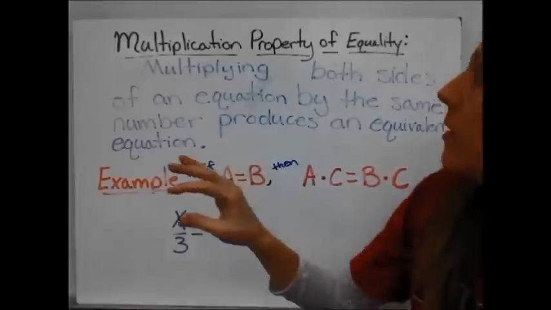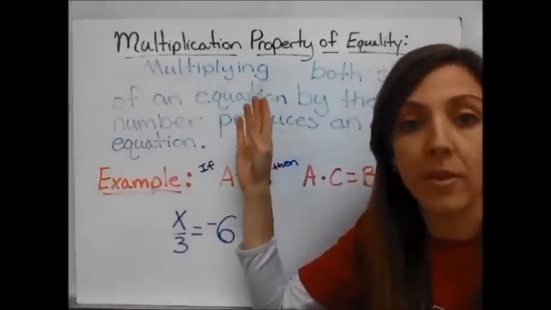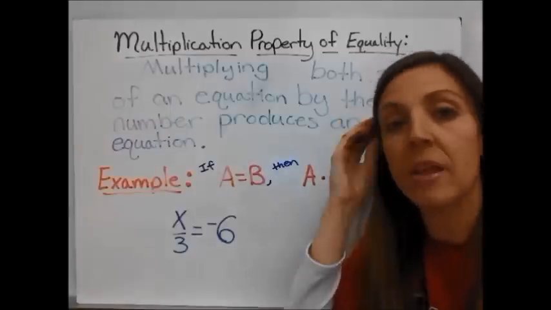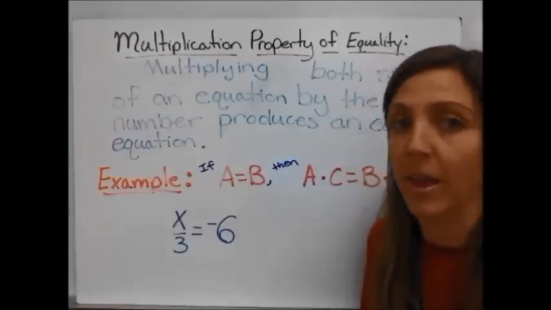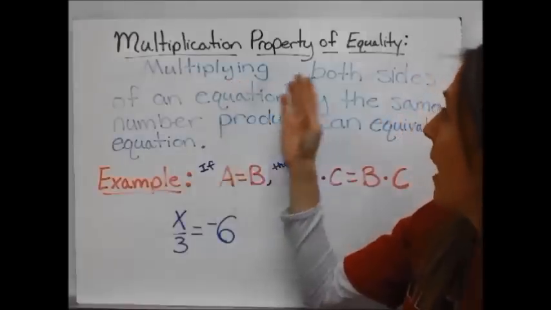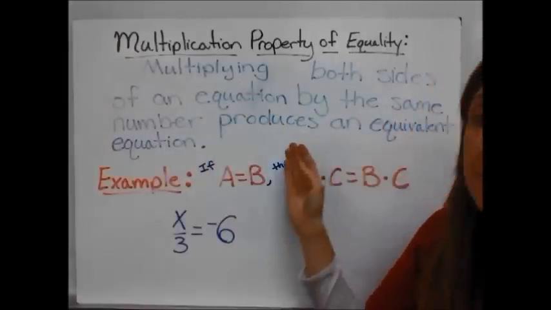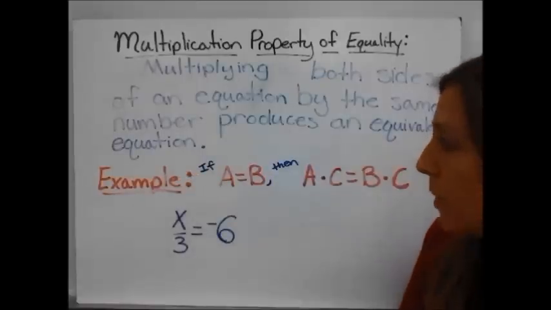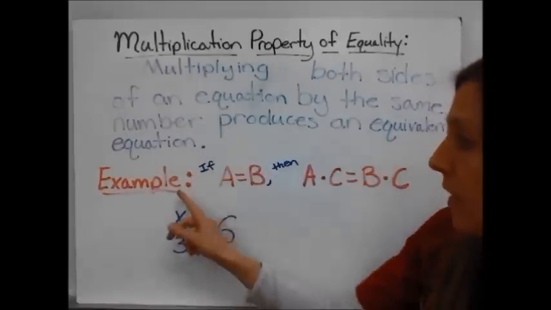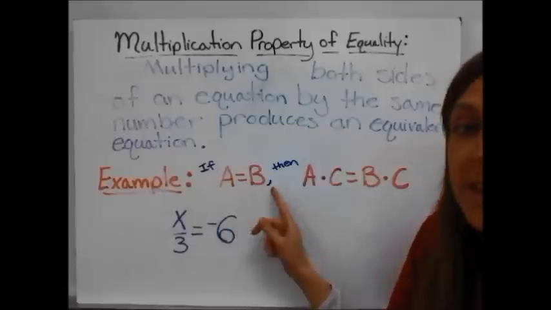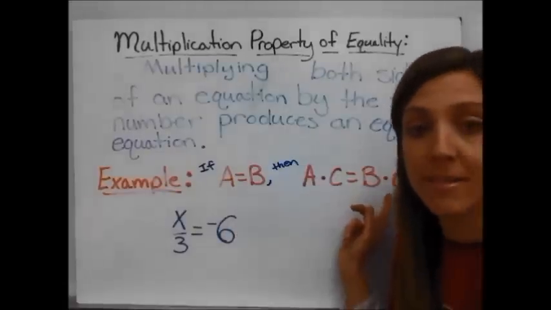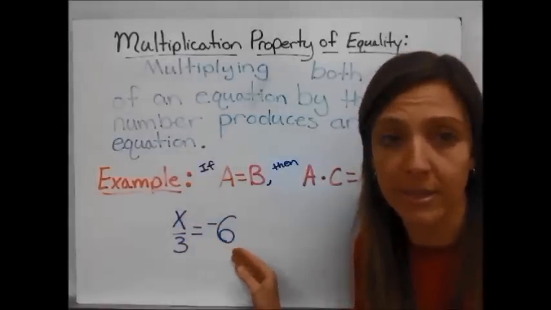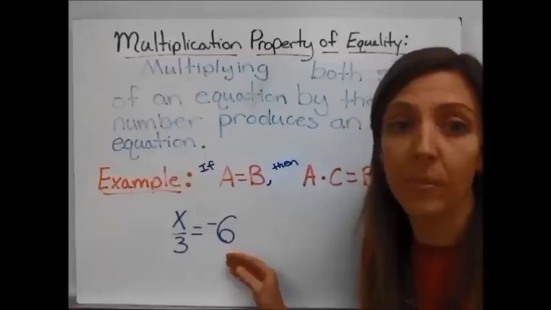We use the multiplication property of equality when we're trying to solve an equation that contains division. The inverse operation of division is multiplication. So we're going to multiply both sides of an equation by the same number to produce an equivalent equation. For example, if A equals B, then A times C will equal B times C. So down here we have x divided by 3 equals negative 6. So we're going to use the multiplication property of equality.